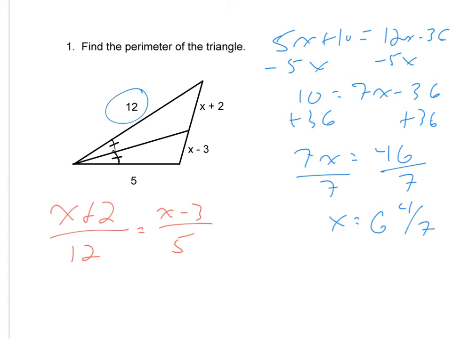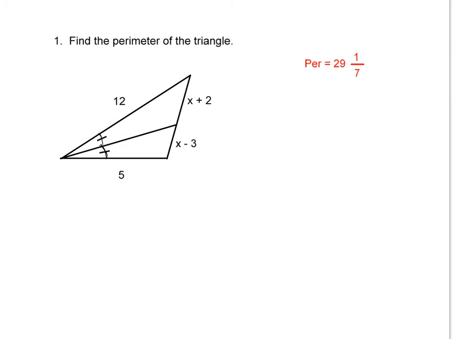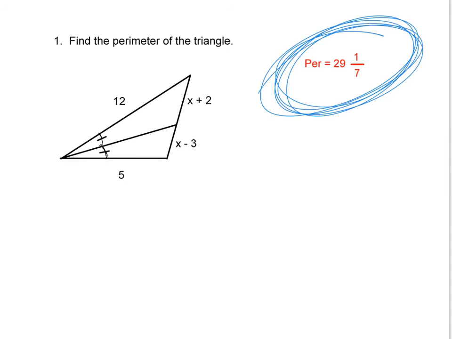Once we have that, we're going to plug back in. So the top leg was 12. The next leg, x plus 2, is going to be 8 4/7. The next leg is going to be x minus 3, which is 3 4/7. And the next leg is 5. Go ahead and add those up. Please know that 4/7 plus 4/7 is 8/7, which is 1 1/7. And voila, you get the perimeter of the triangle is 29 1/7. 29.142857142857 forever. Alright, I'm not normal.